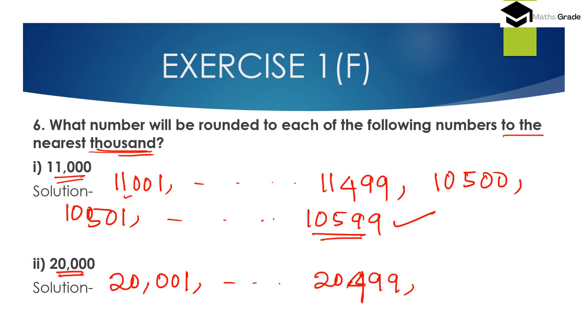Now if we use 5 or more than 5 in the 100s place digit, so now we have to add 1 to the 1000s place digit. Here 9 changes to 9 plus 1 is 10. So we have to add 1 to the 10,000s place digit. So this 19,500 rounded up to the nearest 1000 will be 19 plus 1 is 20, and this 5, the 100s place digit, 5 changes to 0. So 19,500 rounded up to the nearest 1000 will be 20,000. Now 19,501 up to 19,599. These are the numbers rounded up to the nearest 1000 will be 20,000.